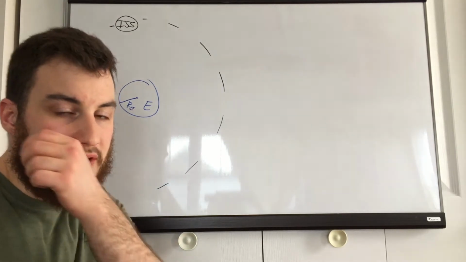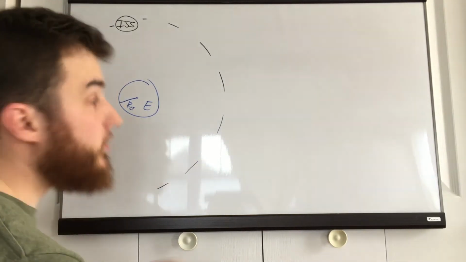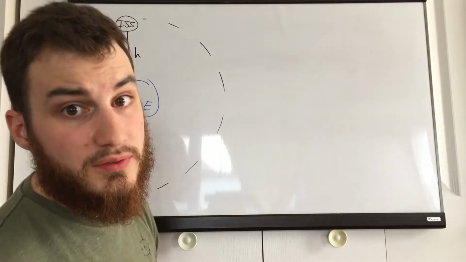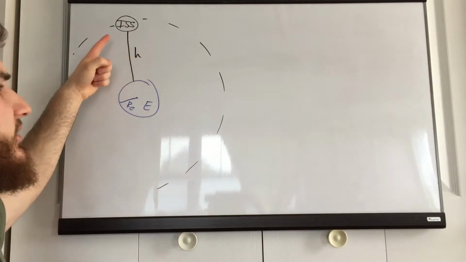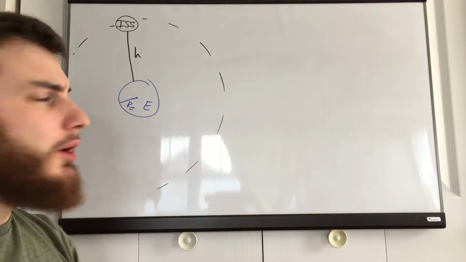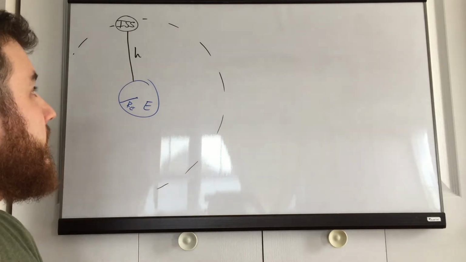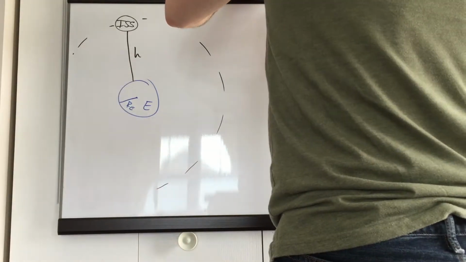We're asked to find the altitude at which the ISS travels, the altitude h above the surface of the Earth. Note that the ISS here is much bigger than it normally is. We'll consider it to be a point particle, and the radius of the Earth will be useful in a minute. But this is the situation.